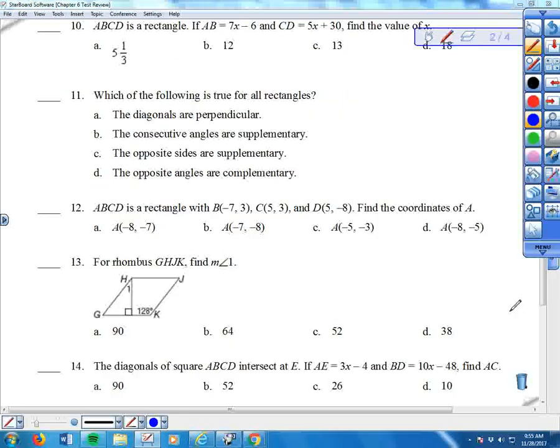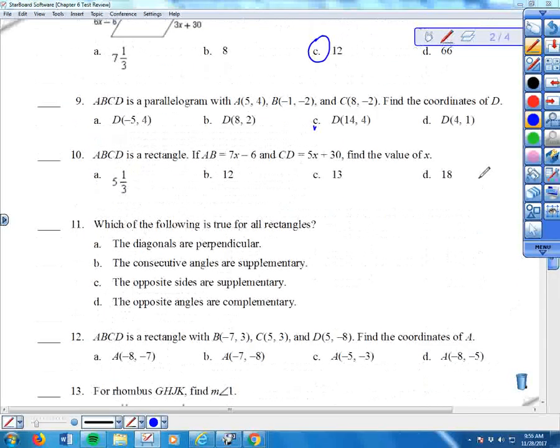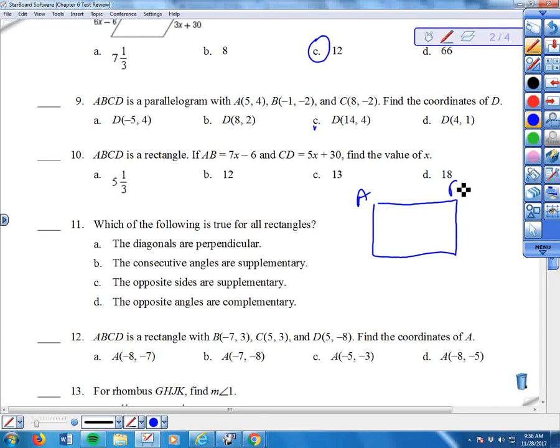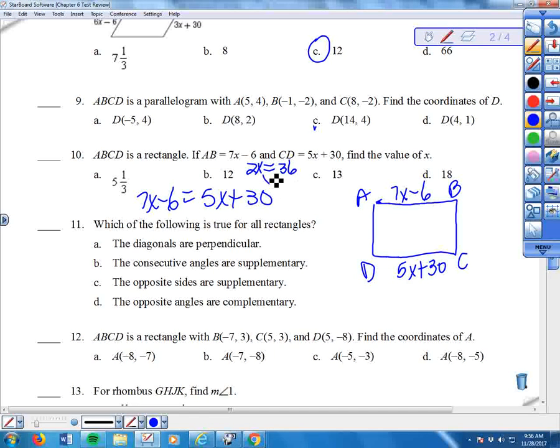Okay. ABCD is a rectangle. If AB is 7x minus 6 and CD is 5x plus 30, well, again, those two sides have to be equal, right? So I'm just going to set them equal. 7x minus 6 equals 5x plus 30. So 2x equals 36. So x is 18.